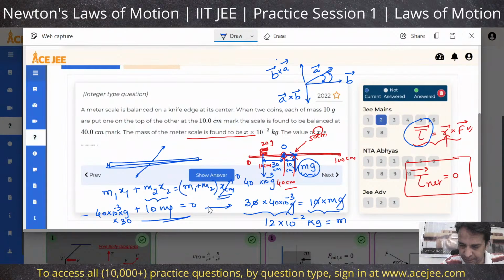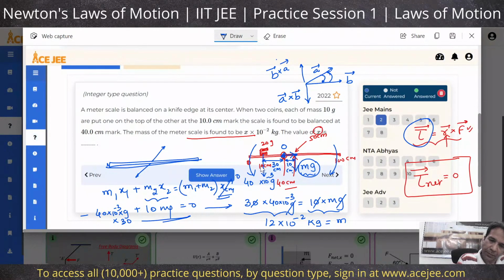Sir, इसमें हमने इसको 10 mg से क्यों equate किया? Oh, R cross F. So we are equating the torques, the twisting action of the force about the point, because one force is trying to rotate it like this, the other one is trying to rotate it like this. The twisting action of the two forces should be equal and opposite in direction. So the net twisting action should be 0 if it is to be in equilibrium about that knife, about the point O.